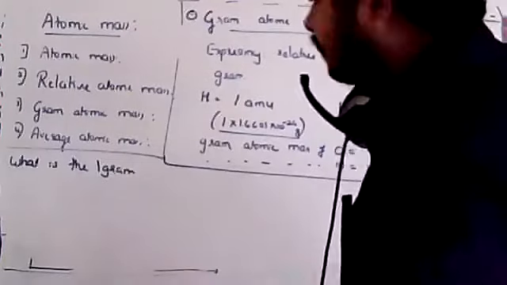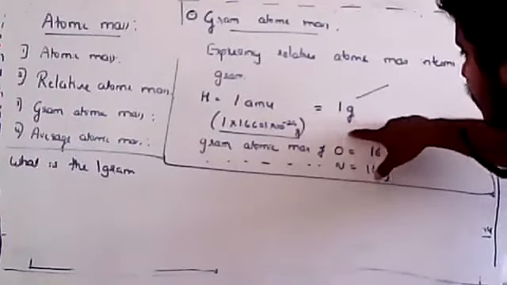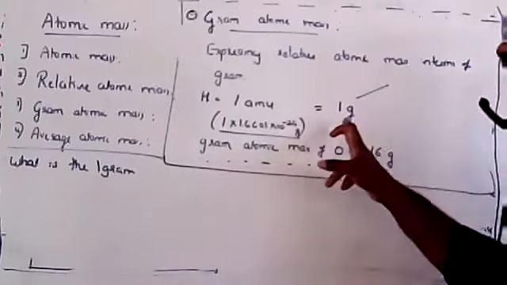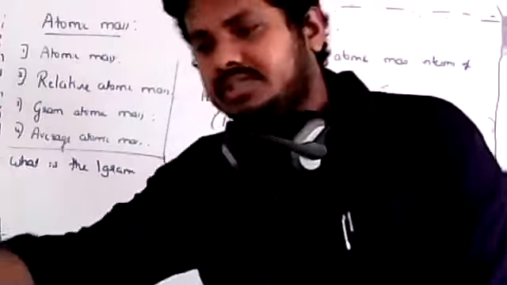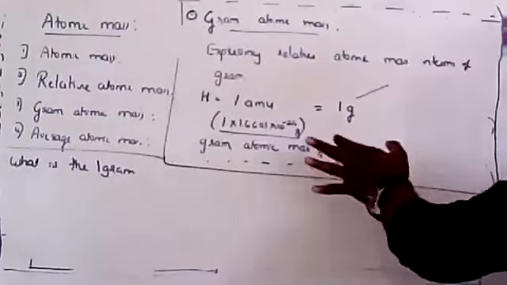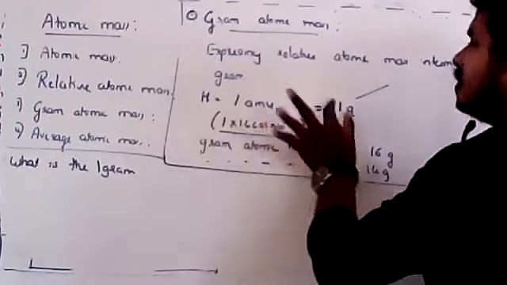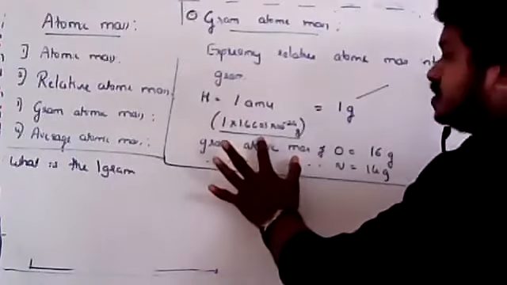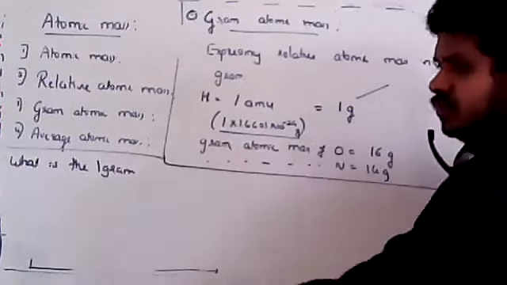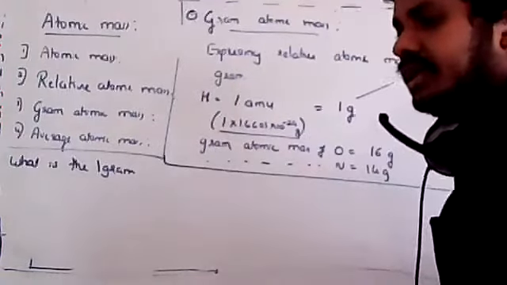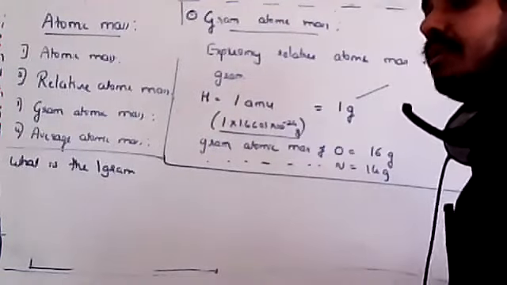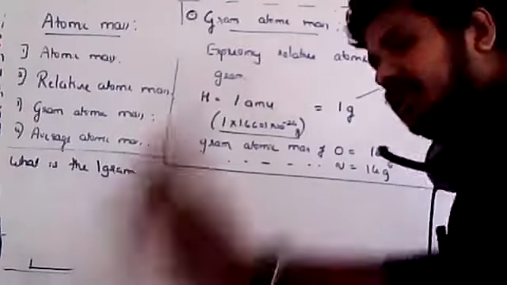Yes, Francis, you will be clearer on what exactly 1 gram is when I come to the mole concept. Now don't get confused and think 1 AMU is equal to 1 gram. No, it is not true. 1 AMU is this much, and this much cannot be equal to 1 gram, right? Francis, your answer is right: 1 gram of hydrogen contains 1 mole of hydrogen. Very good, that is correct.